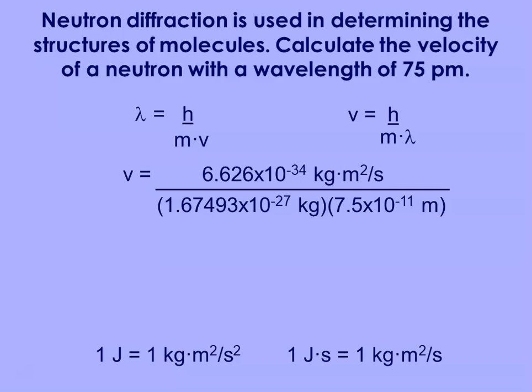And you are given 75 picometers, and there are 10 to the 12th picometers for every 1 meter. So when we do our conversion, we get 7.5 times 10 to the negative 11th meters. Our kilograms cancel, one of our meters cancels, and we're left with meters per second. We do the math through, and we get that our velocity would be around 5,300 meters per second.